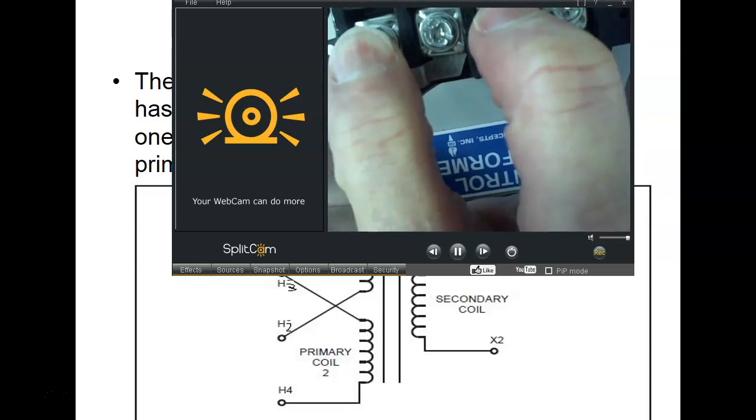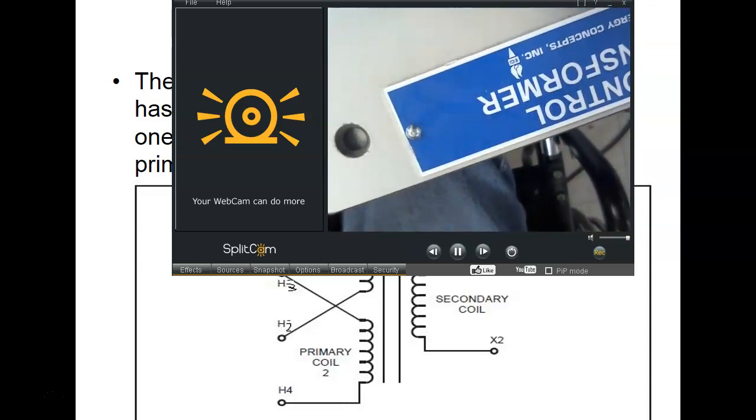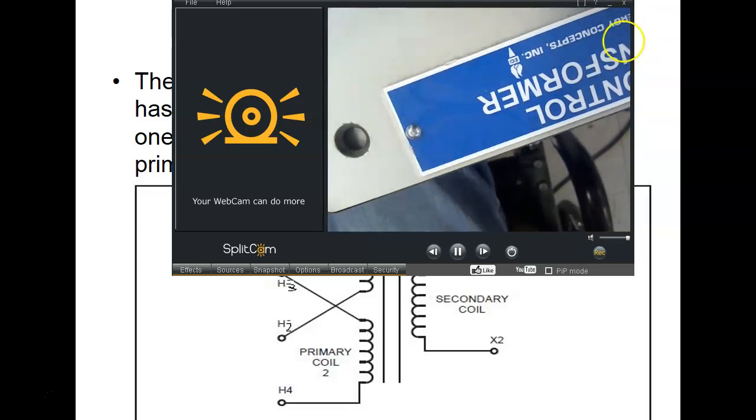Everybody okay? Yes, that's exactly right. So you caught that earlier. Good catch.